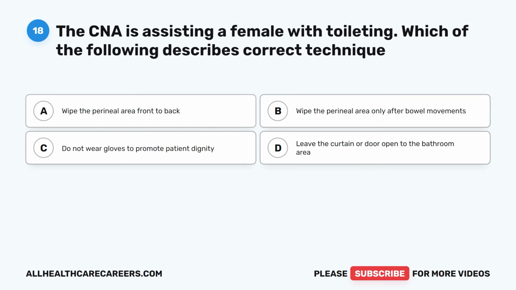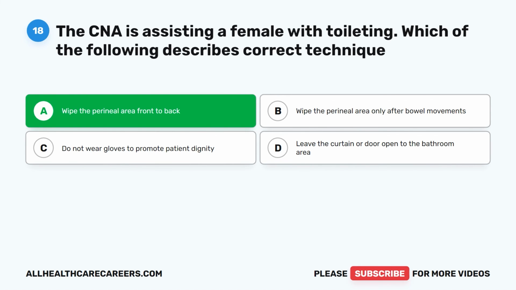Question 18. The CNA is assisting a female with toileting. Which of the following describes correct technique? A. Wipe the perineal area front to back. B. Wipe the perineal area only after bowel movements. C. Do not wear gloves to promote patient dignity. D. Leave the curtain or door open to the bathroom area.